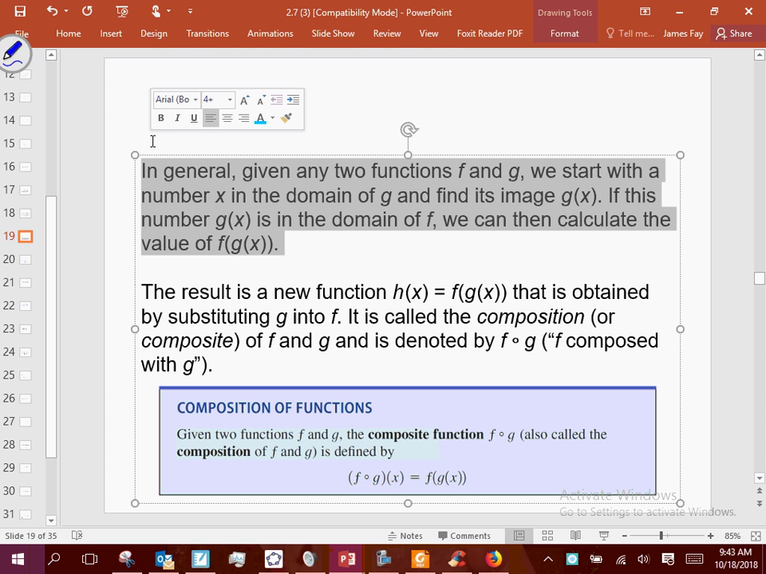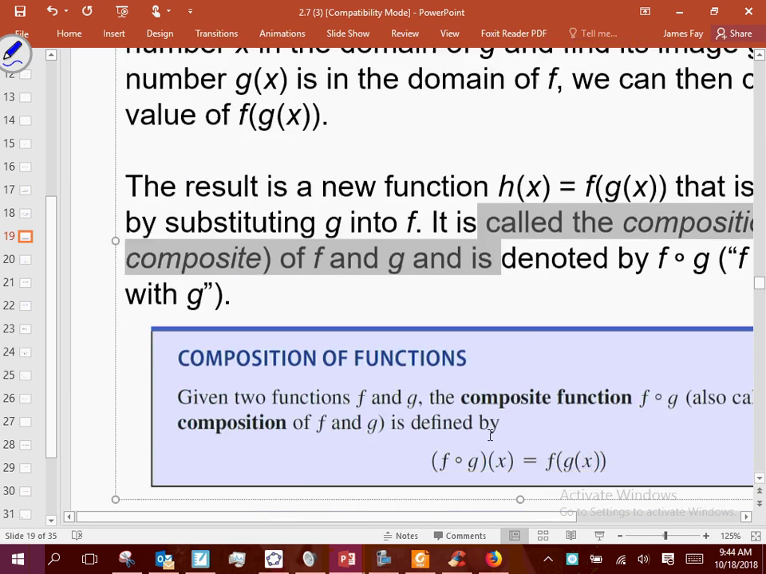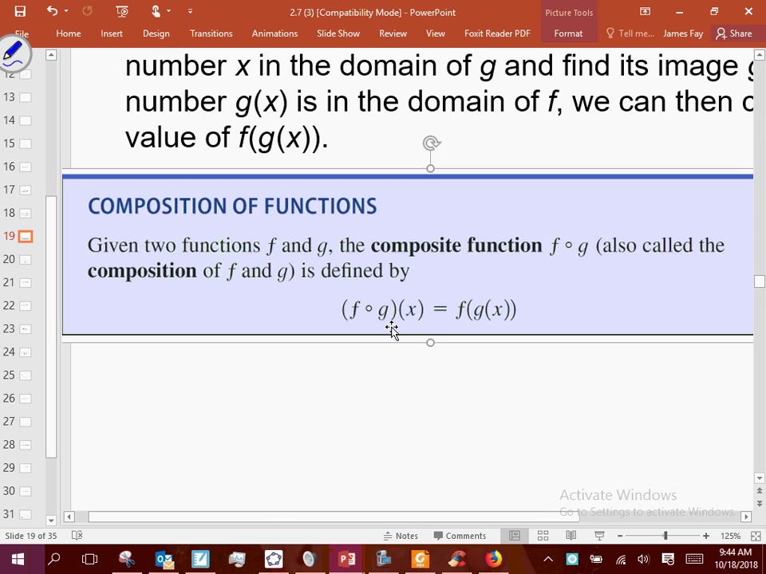It says the result is a new function, h of x, we define as f of g of x, or f composed of g of x. That's how we read this, okay? They're defining it down here. It says given two functions f and g. Zoom in on it for you, maybe. All right. So given two functions f and g, the composite function f open dot, that open dot is read as composed with g, or f composite g, or the composition of f and g. Does that make sense? That open dot does not mean multiplication. Okay? Does not mean multiplication.